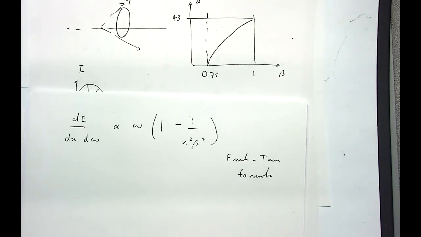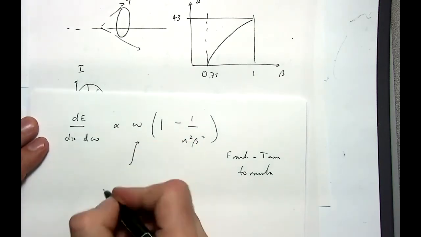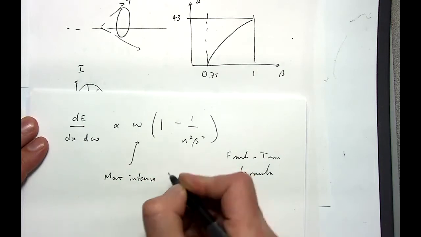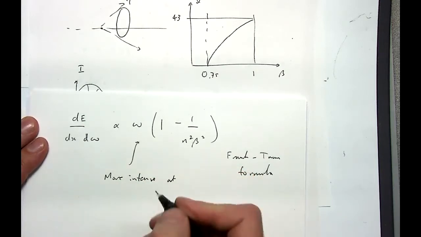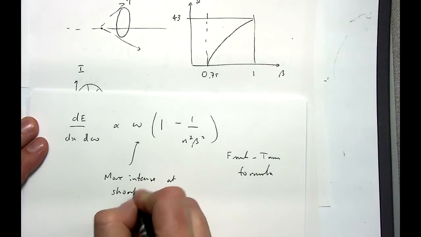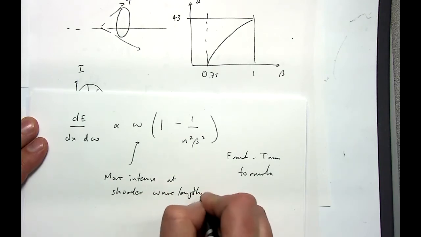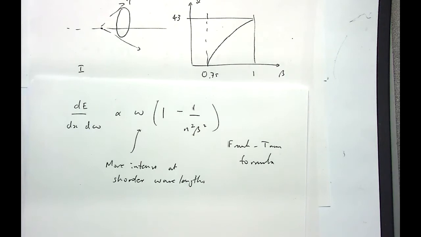So this does explain why we have more intense emission at shorter wavelengths. It's that fact that explains why it's blue, because we get more blue photons than red photons. So that's straightforward. That's what they found.